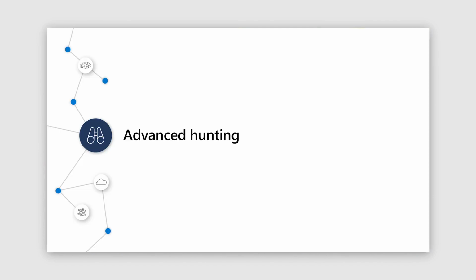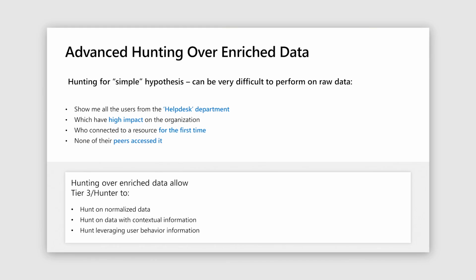Thanks, Ben. Hunting over raw data is something Tier 3 analysts and hunters love to do. Now we'll show you how we do that in Azure Sentinel EBA. Sometimes even simple processes, such as seeing if any help desk user with a high impact on the org performed some anomalous resource access, are really hard or even impossible to do on raw data.